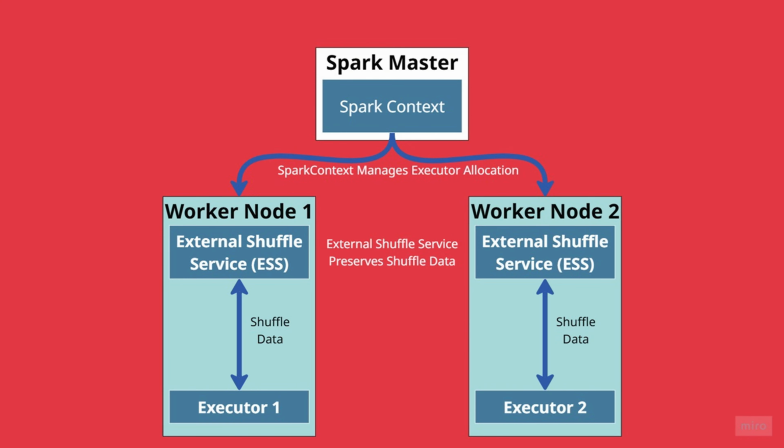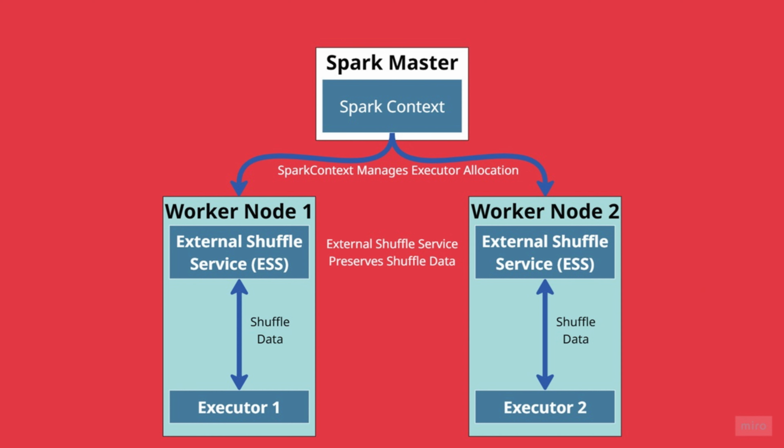So how does Spark achieve this dynamic scaling? It relies on a few key components. The Spark context continuously monitors the workload of your application. Based on pending tasks and the utilization of existing executors, it can request more executors from the cluster manager. When executors become idle for a certain period, the Spark context can also decide to release them.